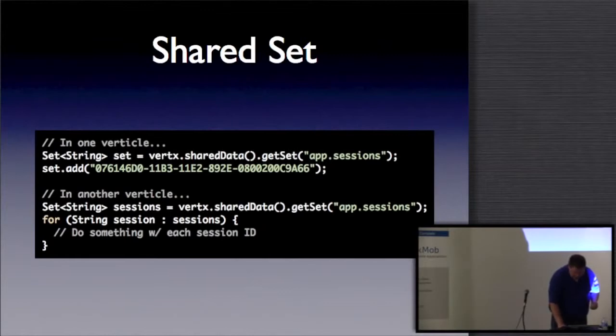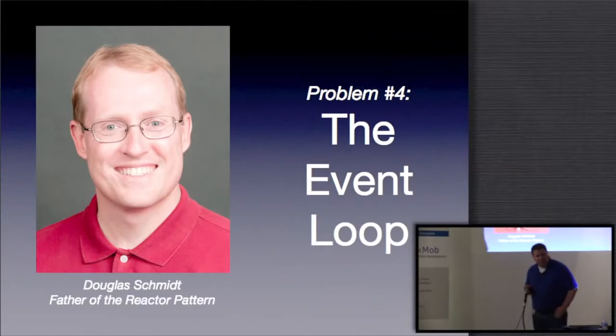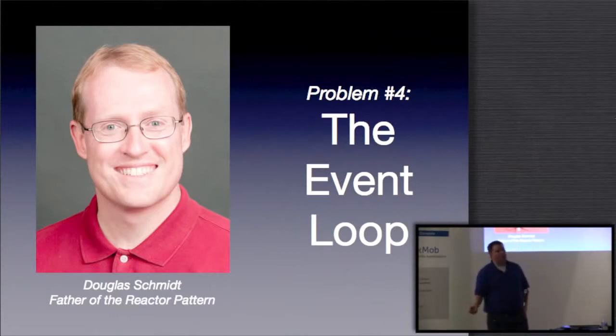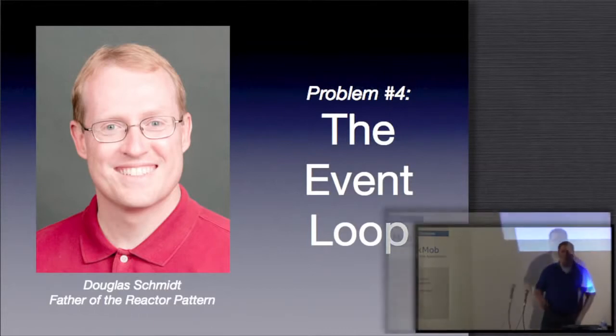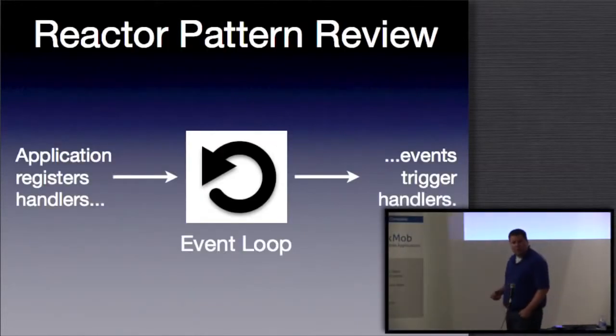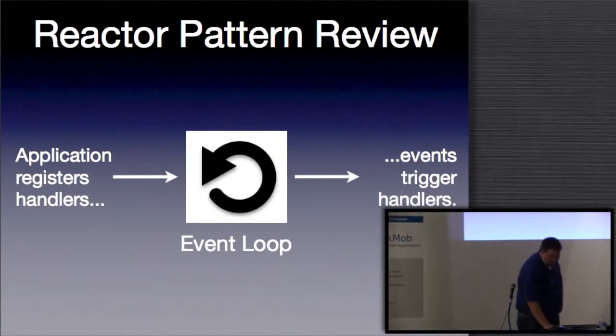Which brings us to the last problem, the event loop. This is the one I said that we couldn't solve. At least we can't solve it in Node easily. So what is Node? Node is the implementation of the reactor pattern. What's the reactor pattern? Well, the reactor pattern's got three main things.